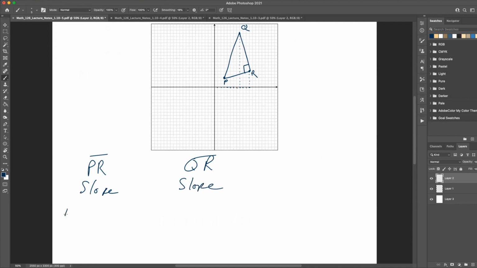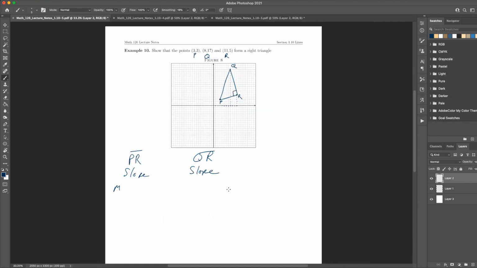All right, so the slope of PR, let me zoom out just a little bit. We're going to go from R to P, so it will be 5 minus 3 over 11 minus 3. That gives me 2/8 or 1/4.